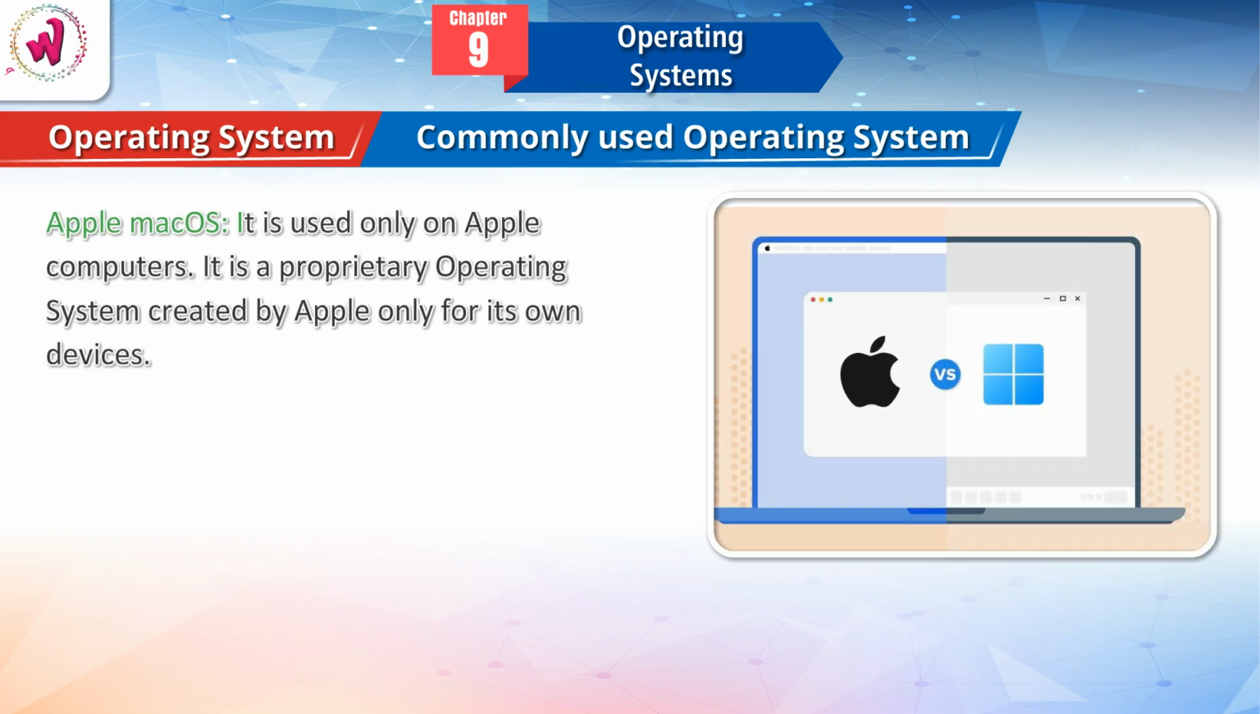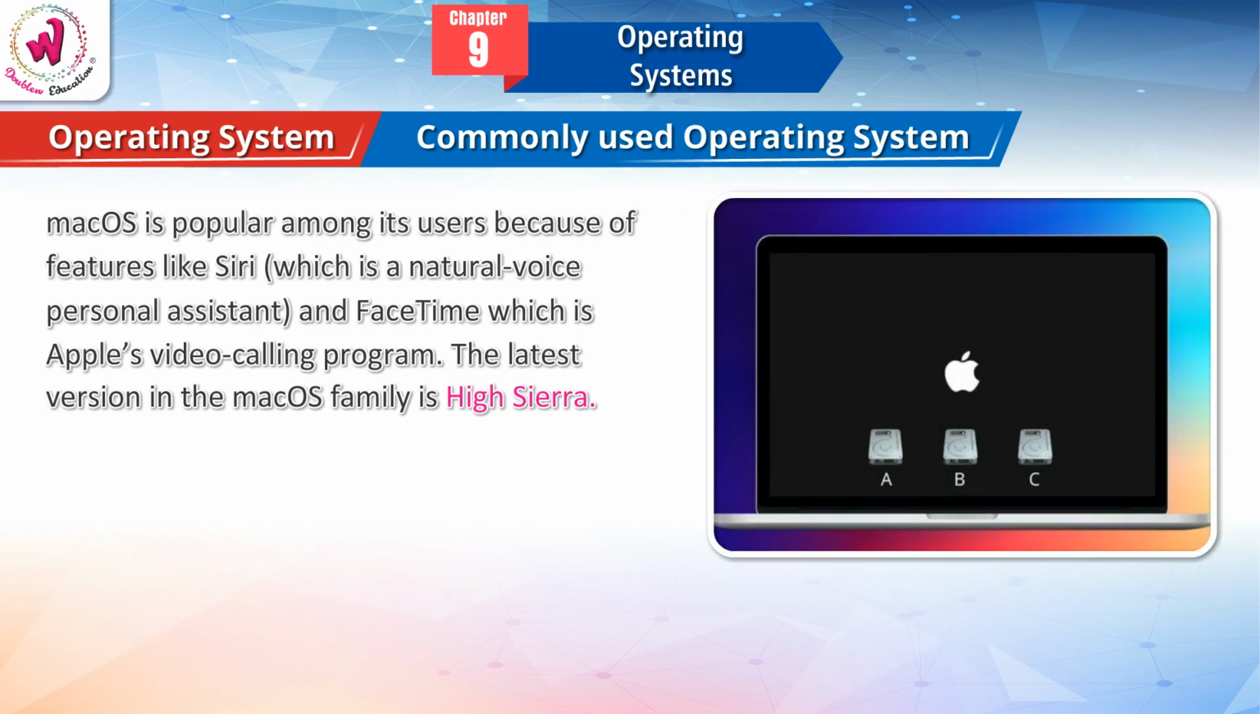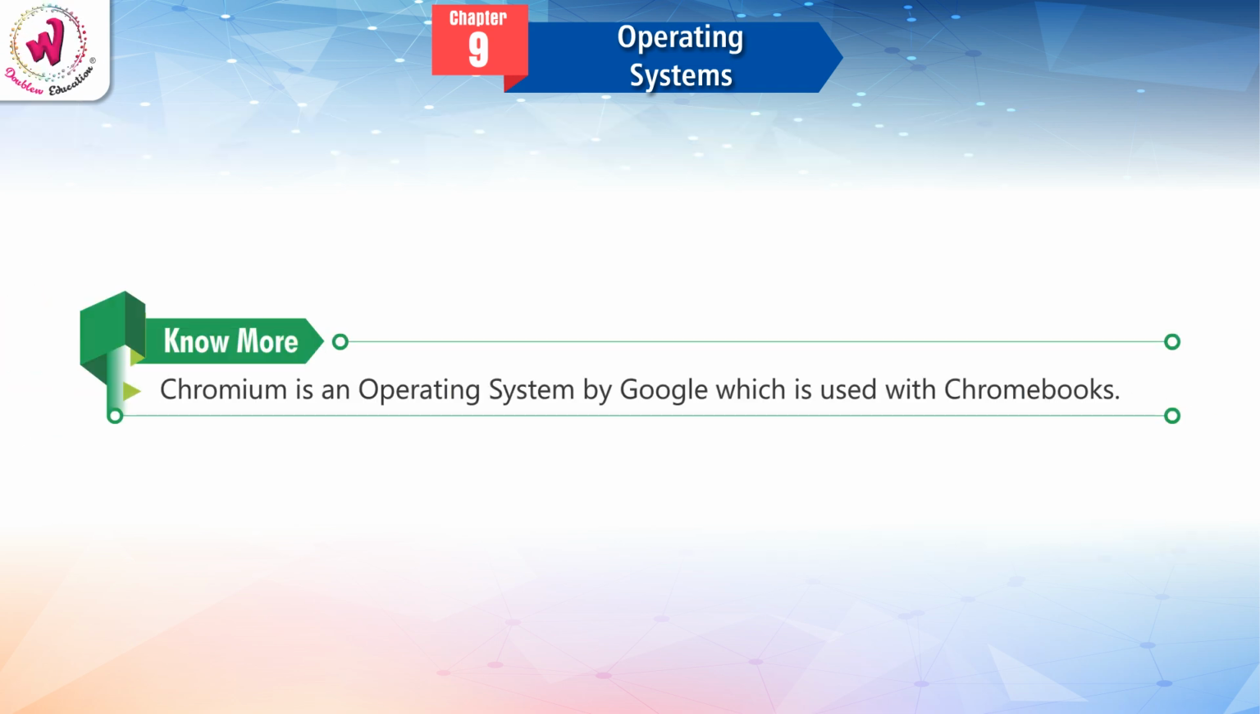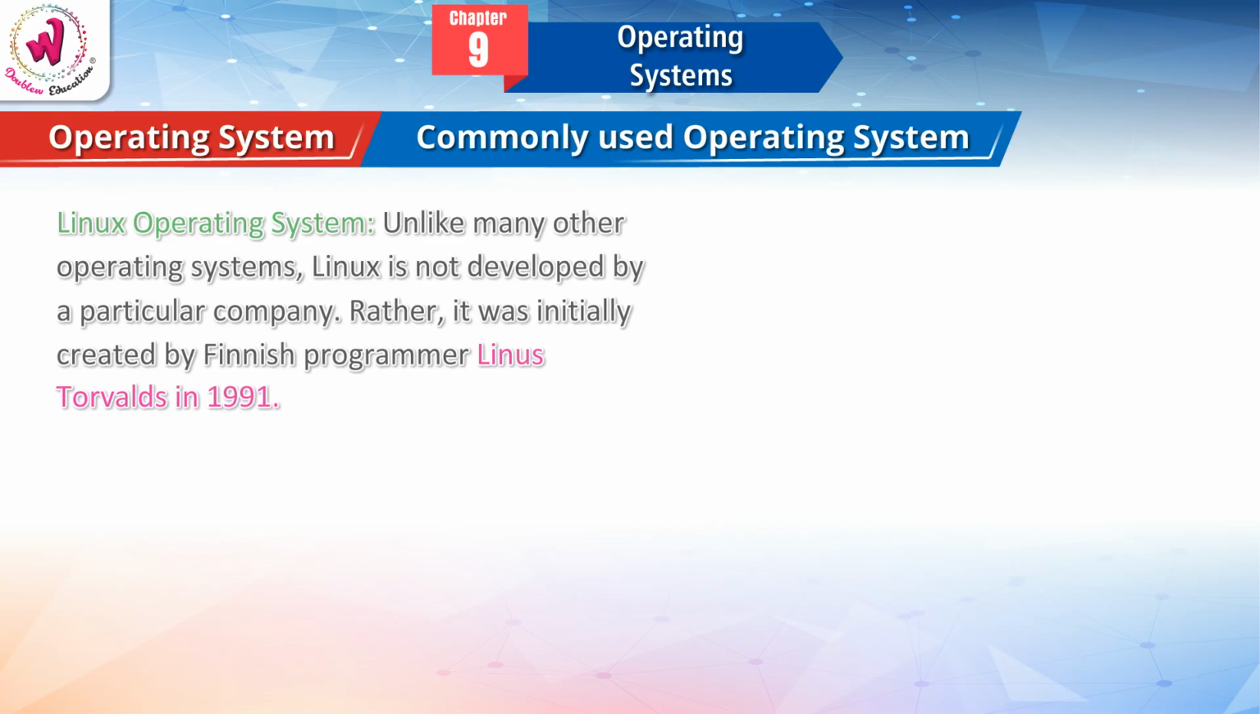Apple Mac OS. It is used only on Apple computers. It is a proprietary operating system created by Apple, only for its own devices. Mac OS is popular among its users because of features like Siri, which is a natural voice personal assistant, and FaceTime, which is Apple's video calling program. The latest version in the Mac OS family is High Sierra. Chrome OS is an operating system by Google which is used with Chromebooks.